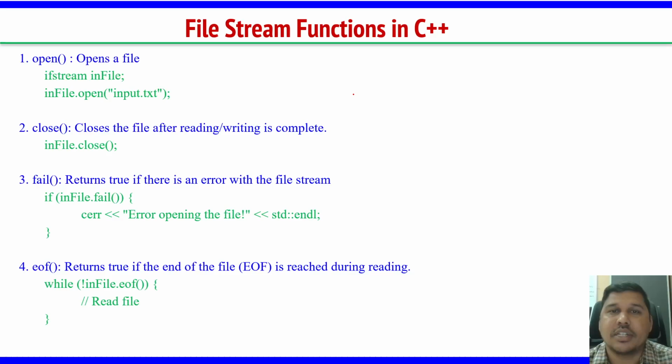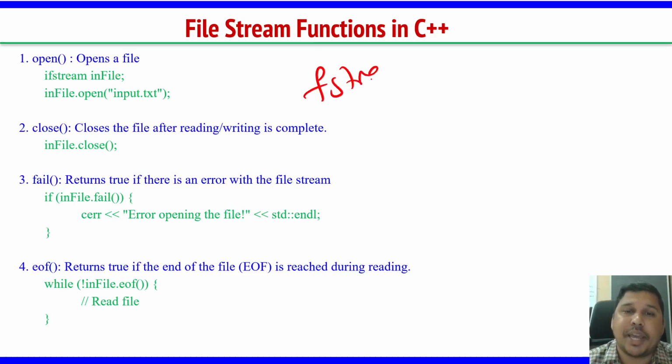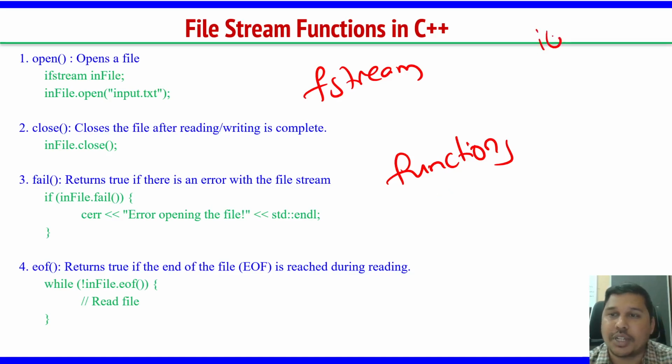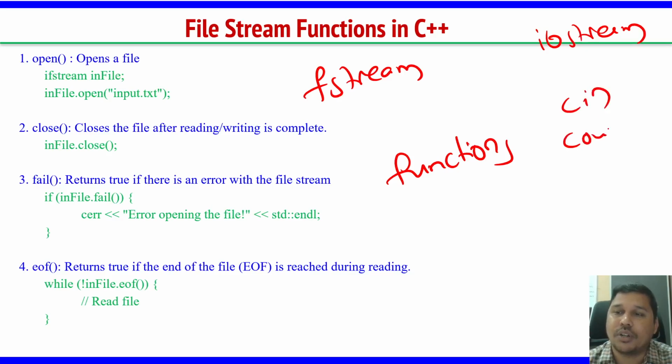File stream functions in C++. We say fstream is the parent class. It has so many functions, like iostream has so many functions, like cin, cout, and many other functions. fstream also has some functions.